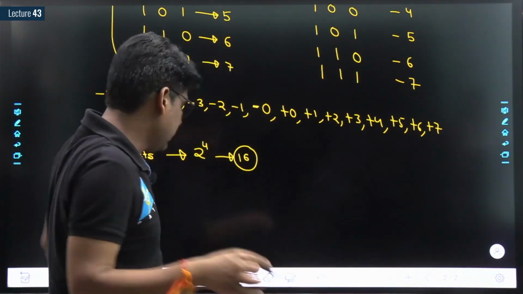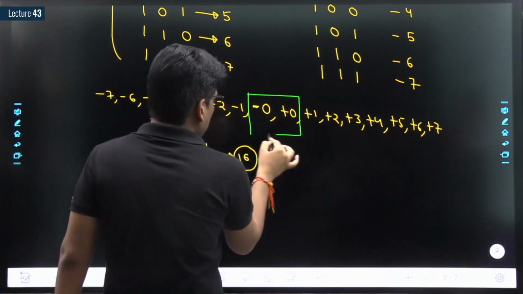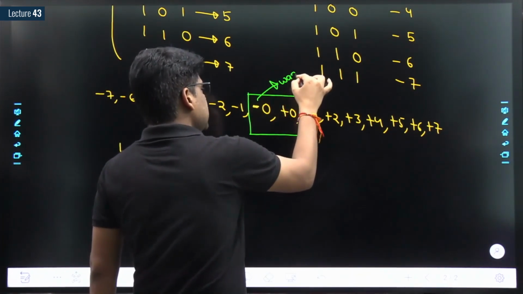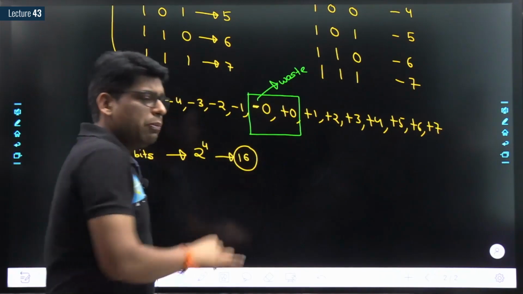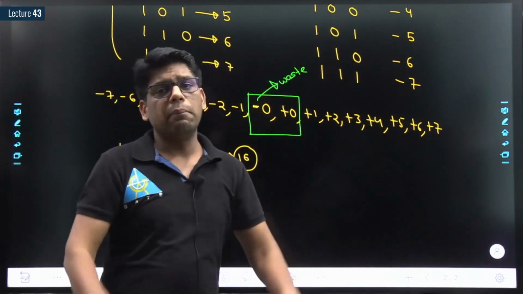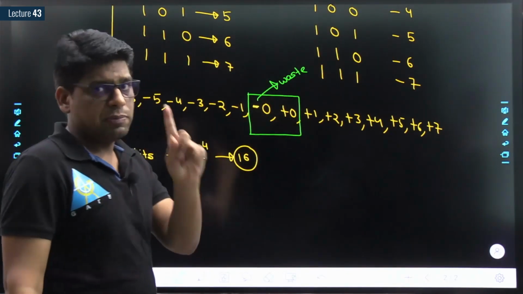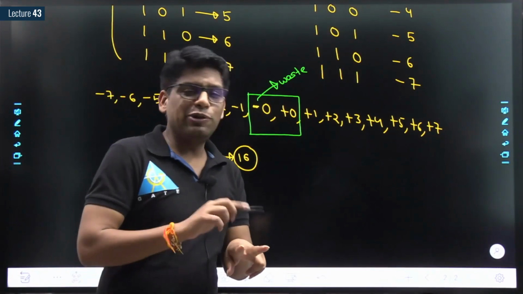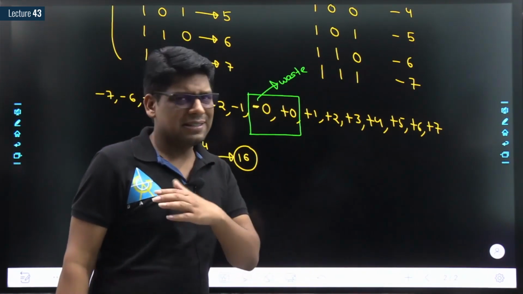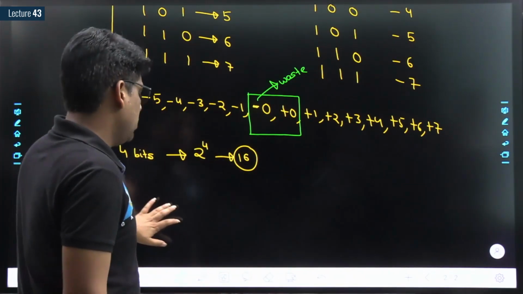Perfectly okay, but what is the problem? The problem here is 2 representations for 0. This is a complete waste. Out of 16 possible values that we can store inside a 4-bit binary number, we are wasting one value. That is the first problem. And the second problem is we have 2 representations for 0, plus 0 and negative 0, but there is nothing like minus of 0. First problem done.